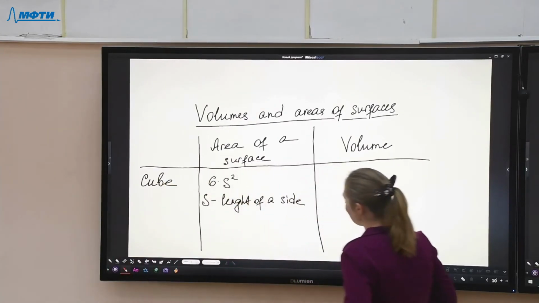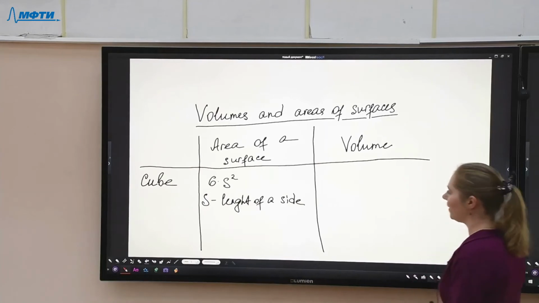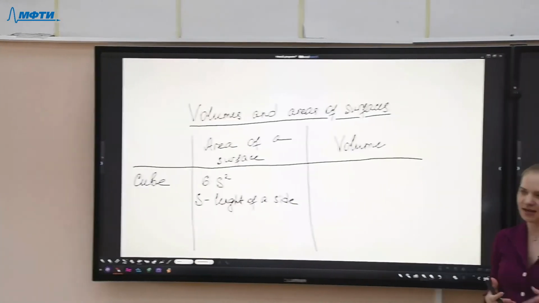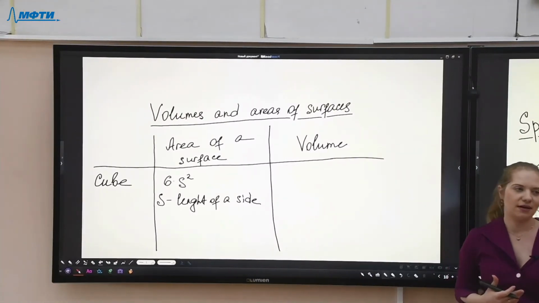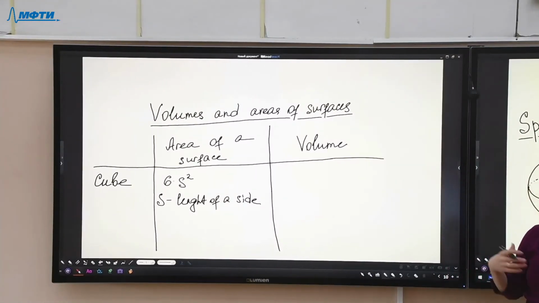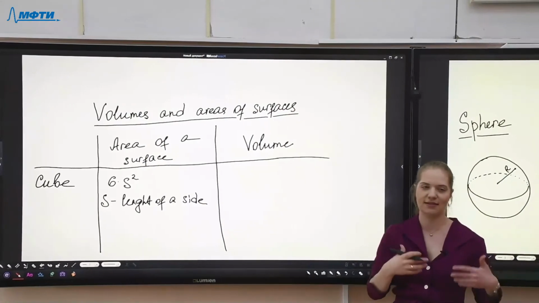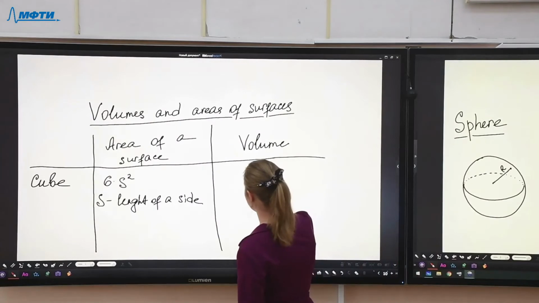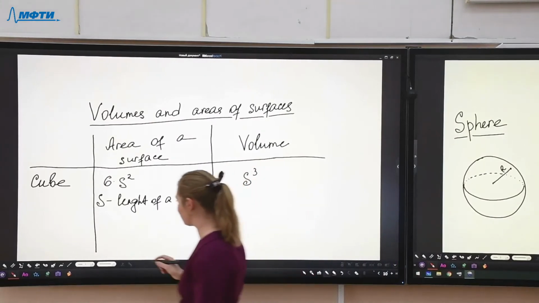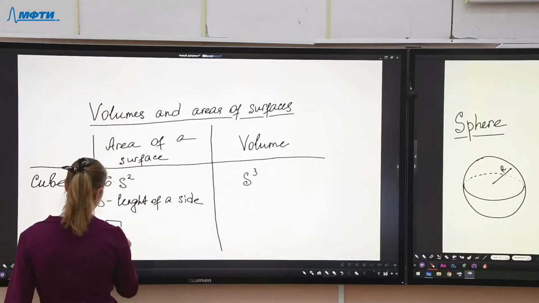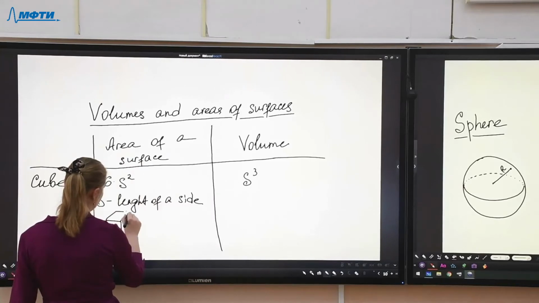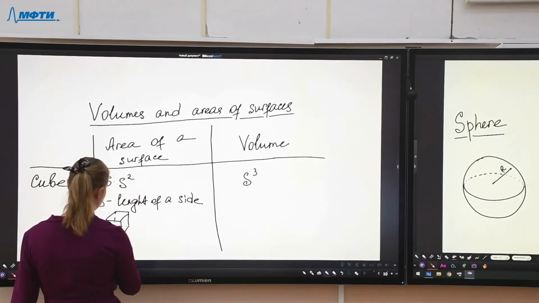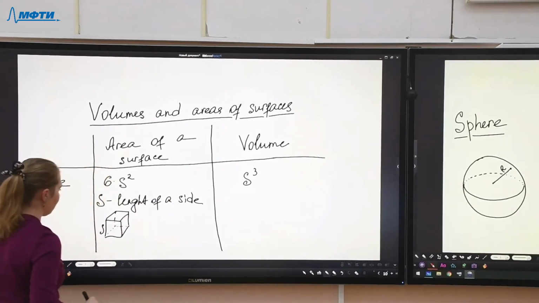So why is it so? Because a cube has 6 faces, and each face is a square, and the area of a square is s squared. Here, s is a side of this square. And if we're talking about a volume, it is s cubed. So this is our cube. s is the length of its side.